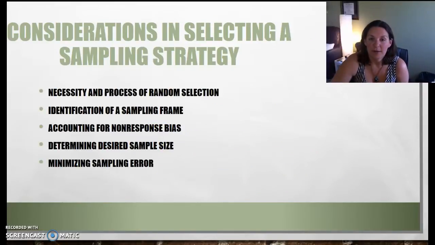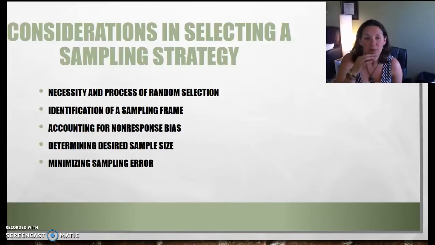When we are considering selecting a sample strategy, which is the next thing you're going to do in a draft paper, and we're also going to have a chance to really practice in the discussion board for this module. So when we are considering what's the best sampling strategy for a given study, we're going to want to make sure that we have considerations of all of the following things. So is random selection necessary? We'll talk a little bit about random selection. How do we identify a sampling frame if there is one? And we'll talk about what a sampling frame is.